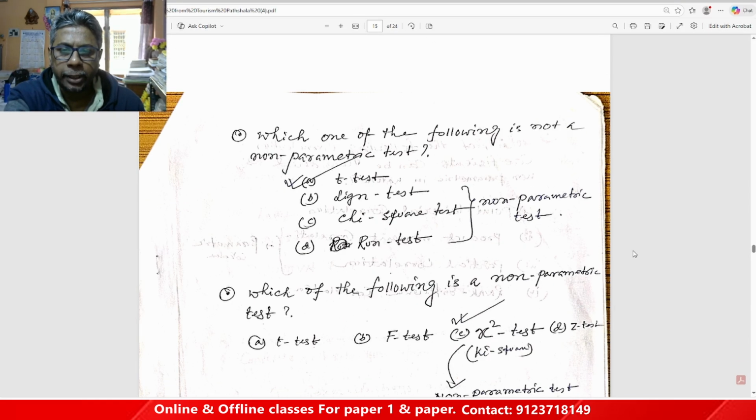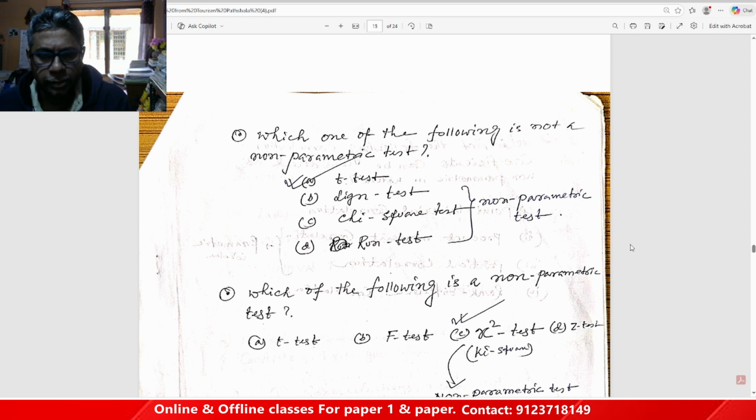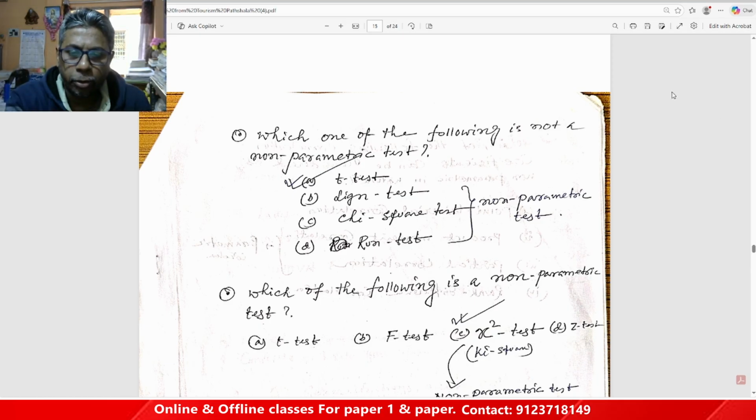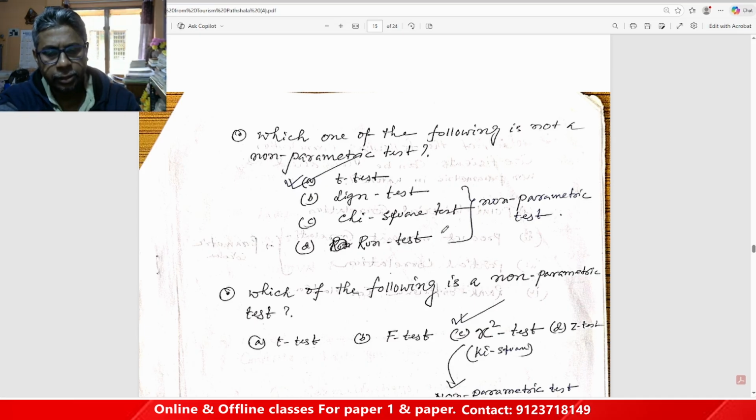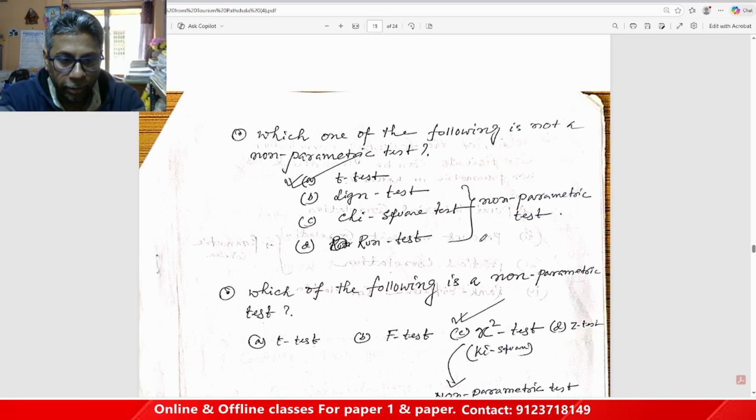Which of the following is not a non-parametric test? T test, sign test, chi-square test, run test. The sign test, chi-square test and run test are non-parametric tests. So the T test is the answer, because the T test is a parametric test. It's not a non-parametric test. That's why I have told you to study the chart I have given you minutely.